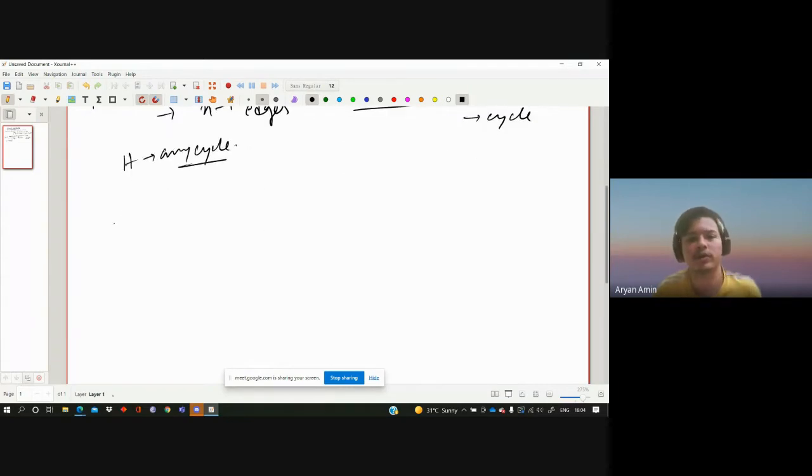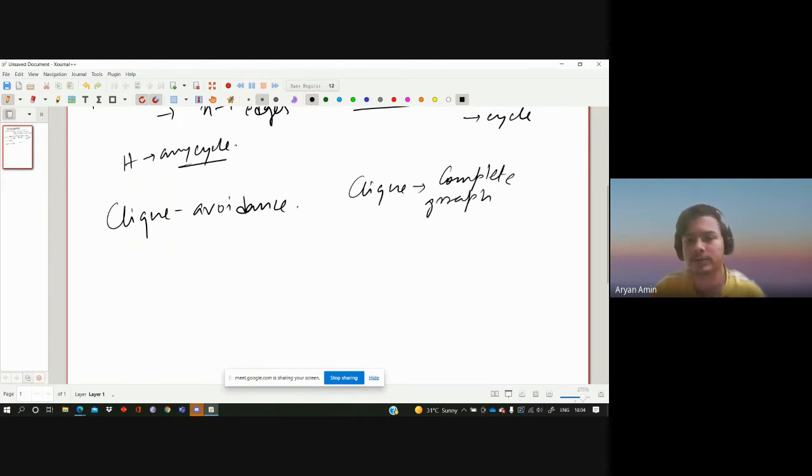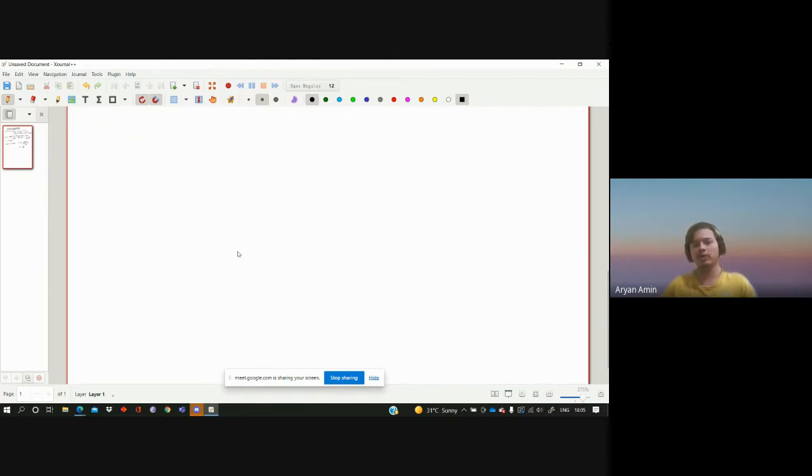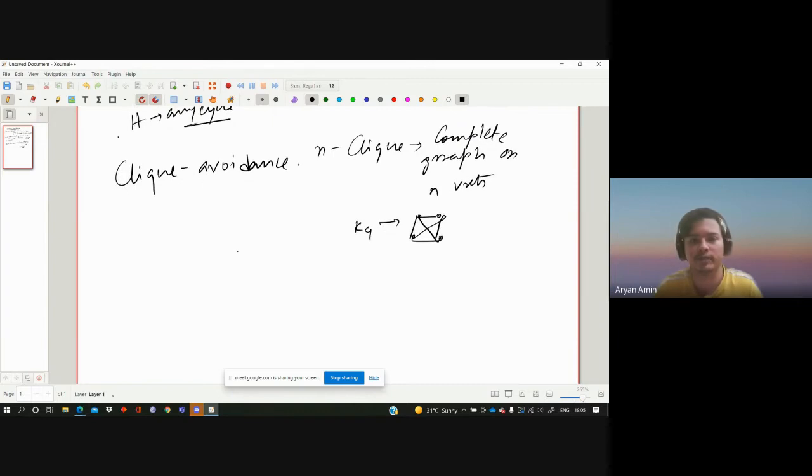Something we are going to be very interested in, in general, in this topic is clique avoidance. A clique means basically a complete graph. An n-clique is a complete graph on n vertices. So something like a K4 is where you have 4 vertices and draw all possible edges. So we are going to be very interested in clique avoidance problems in general.